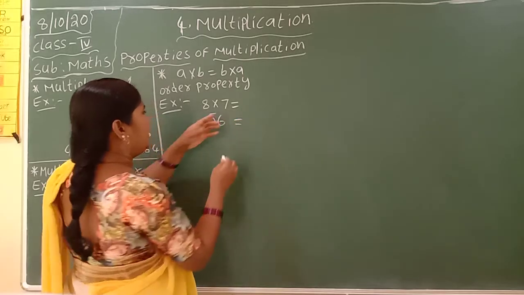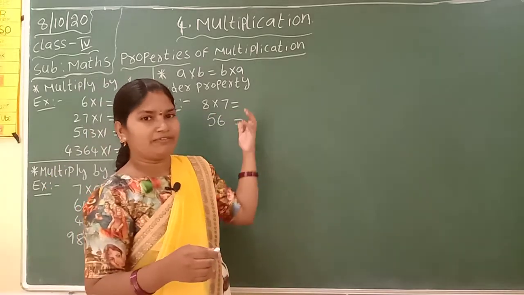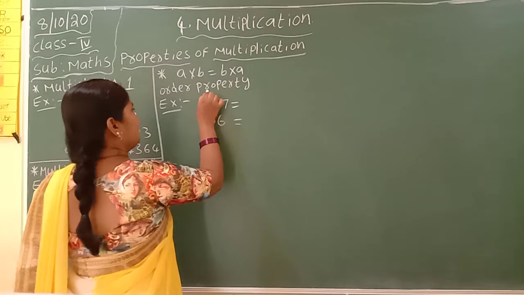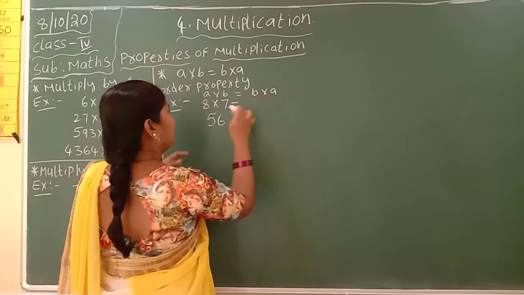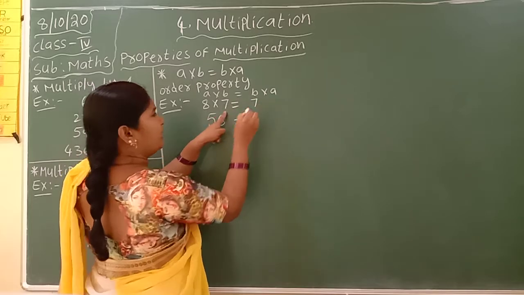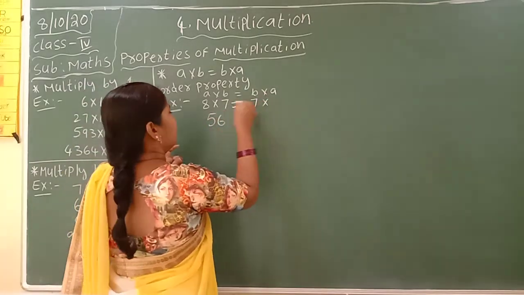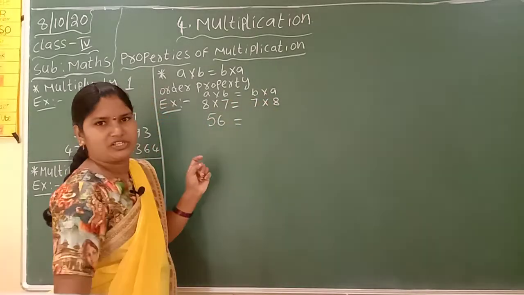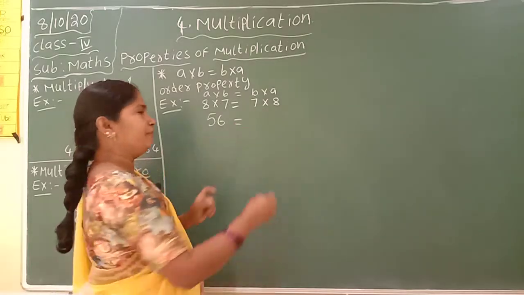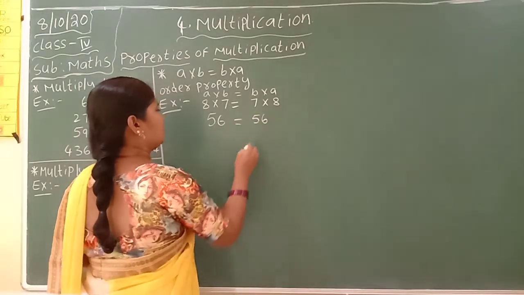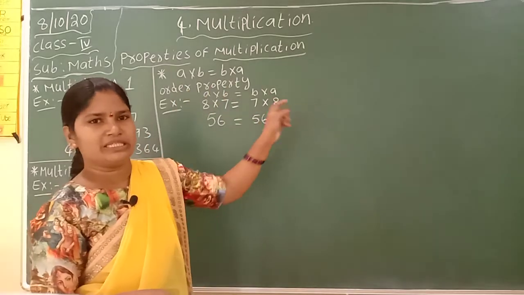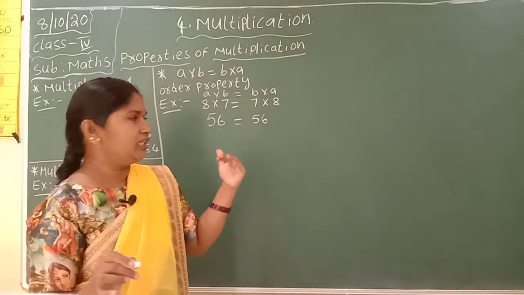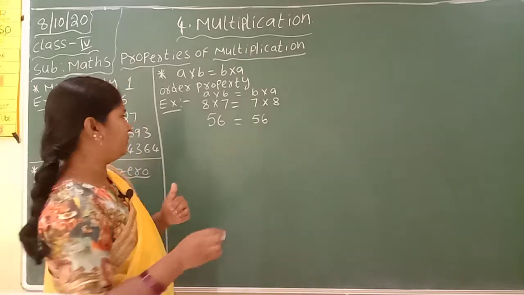56. And here I am changing the order of the numbers. It is A into B, now I am taking B into A. B means 7, A means 8, so I am writing 8 first. So 7 eights are also 56 only. See, if we change the order of the given numbers, the answer does not change. It is called the order property.